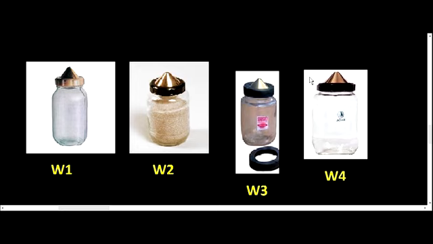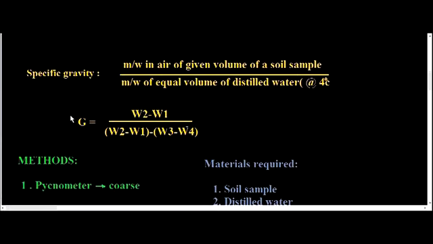Now empty the contents of the pycnometer and clean it, and again fill it completely with water up to the nozzle and take down the weight. Note it down as W4. Now we have all the required weights. All that's left is to substitute in this formula. We have W1, W2, W3 and W4. You get the value of G.